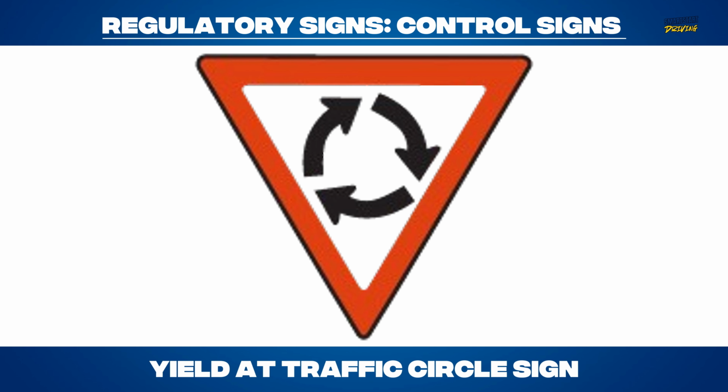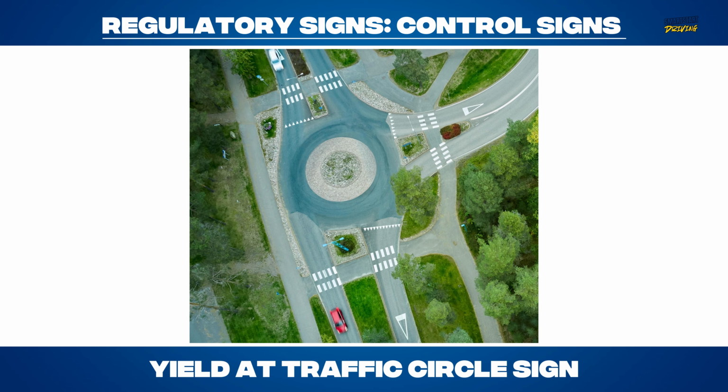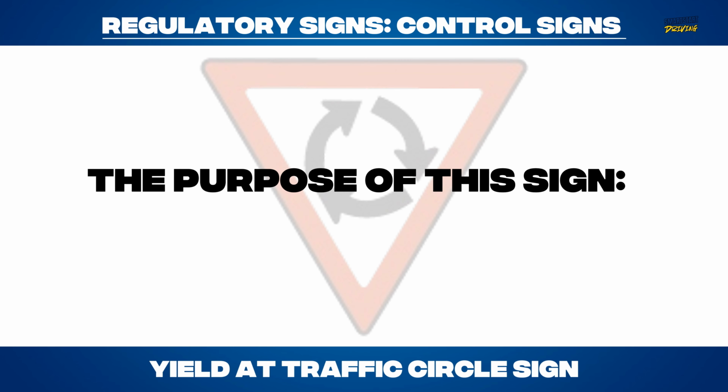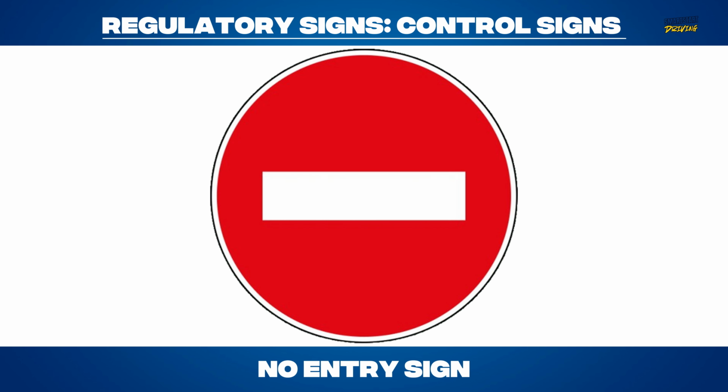This is a yield at traffic circle sign. Where to find this sign? Traffic circles. The purpose of this sign is to warn of a circle ahead where you must yield to circulating traffic.